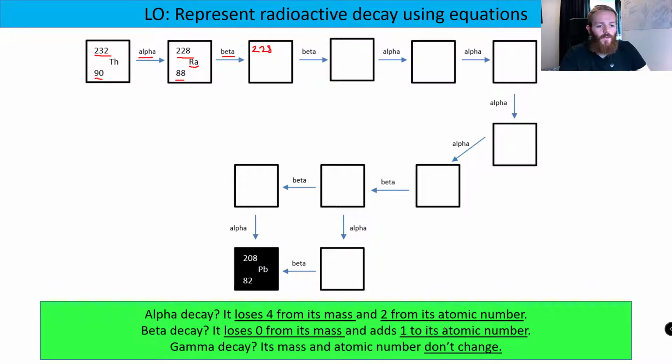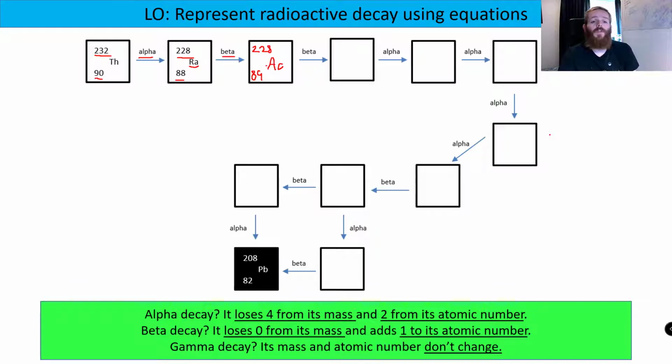What's the other one? It adds 1 to its atomic number. Okay, well it was 88, and it's added 1 to that, so let's write 89 there, because that's 1 higher obviously. And then I go to my periodic table and I find something with the atomic number 89, and that is actinium, AC. So I'm just going to write A, C. Okay, so we've done a couple of steps in this decay chain already.